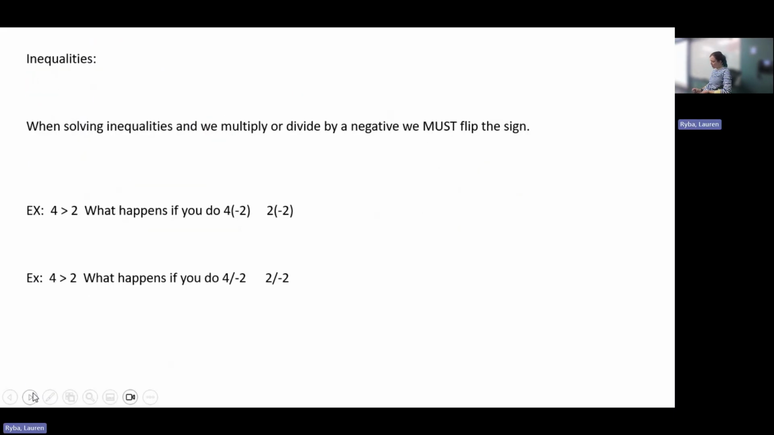Okay, so now I'm going to look at what inequalities are. An inequality throws in symbols like greater than, less than, greater than or equal to, less than or equal to.